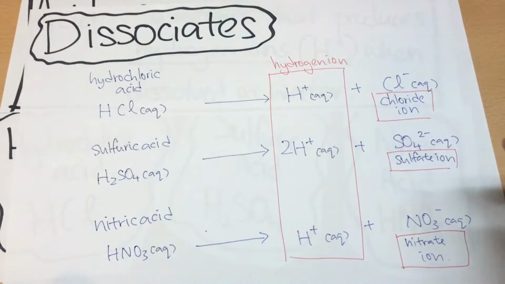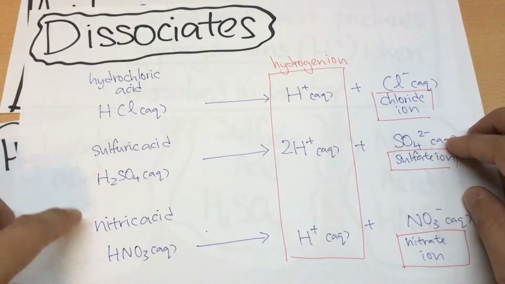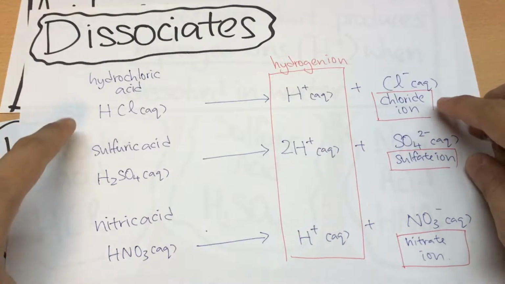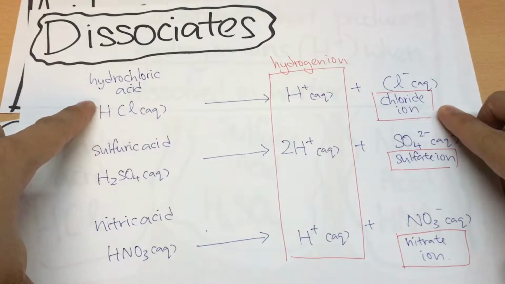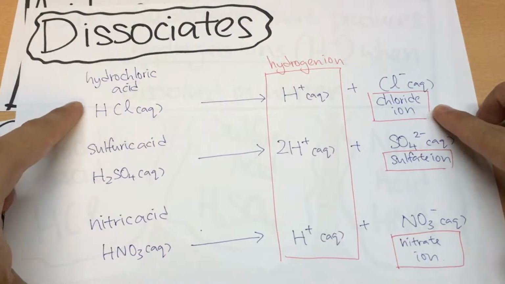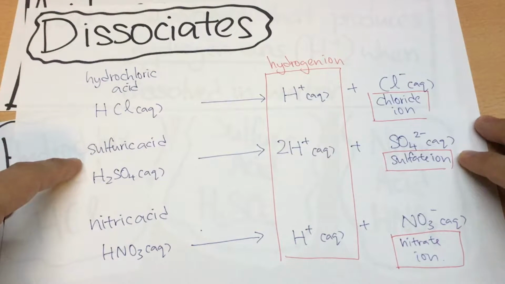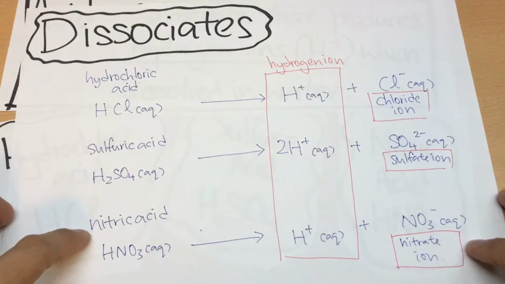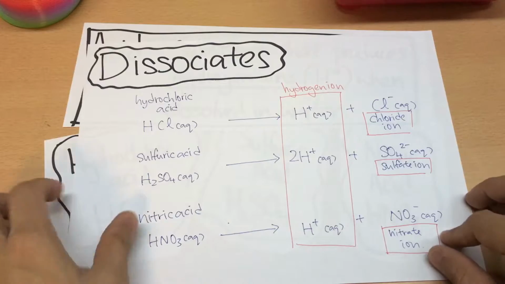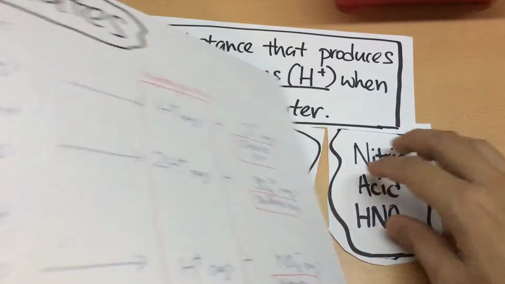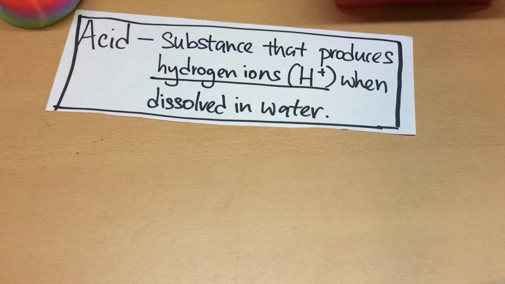From these three equations, we can also see that hydrochloric acid will always produce compounds containing chlorides, sulfuric acid will always produce compounds containing sulfates, and nitric acid will always produce compounds containing nitrates. So now, let's look at two important reactions of acids.